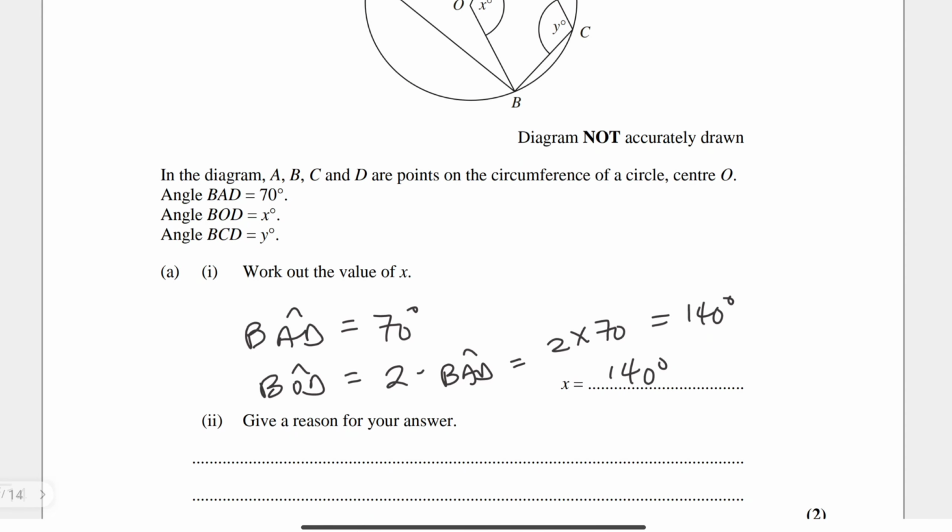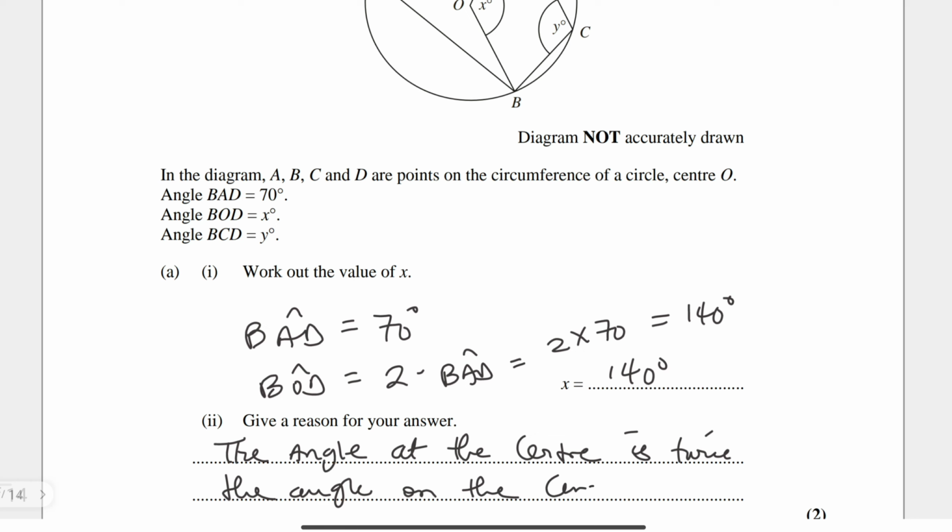So what is the reason for our answer? The angle at the center is twice the angle on the circumference.